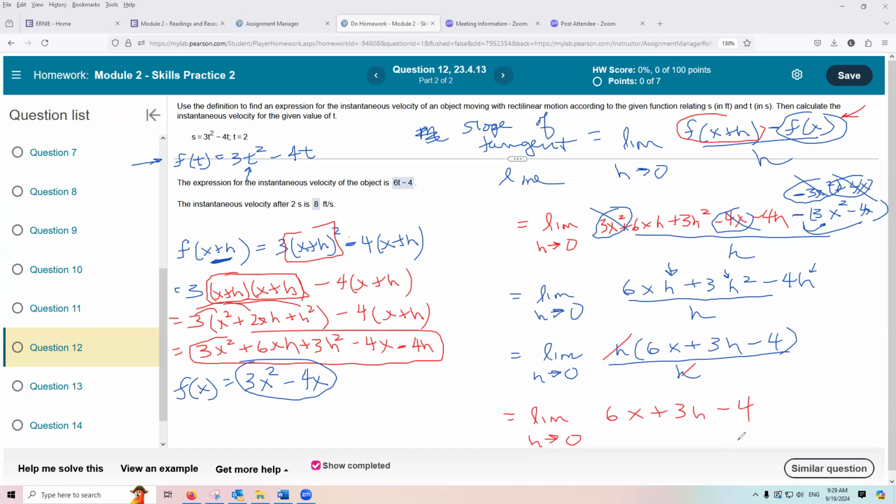Now I'm going to take the limit. That means I'm going to let h go to 0. Well, if h goes to 0, this 3h goes to 0. And that leaves me just the answer 6x minus 4. So we call this the derivative function. We label it as f prime. What this does is it gives you the slope of the tangent line for any value of t. And I'm going to use this 6t minus 4 because in our example, we use the letter t.